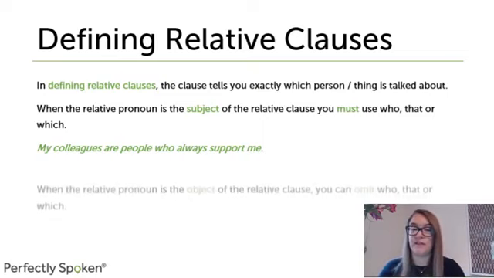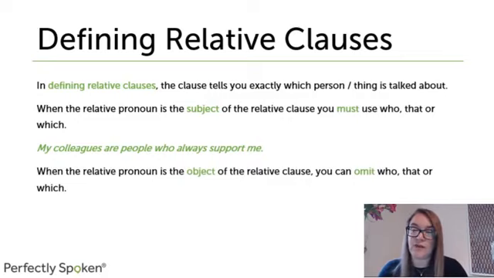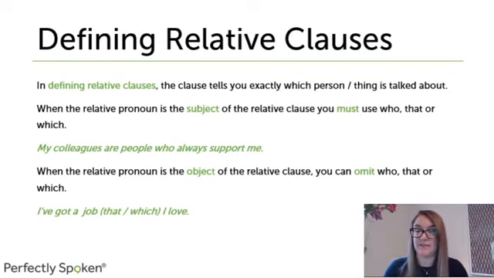You'll see what I mean with this example, because when the relative pronoun is the object, then you can omit who, that, or which. I've got a job I love. I've got a job that I love, I've got a job which I love. These are okay, but you don't need to say that or which, because the relative pronoun is the object, not the subject of the sentence. So that's why, if you were wondering why sometimes you see a sentence and the relative pronoun is omitted, it's because it's not the subject of that sentence.